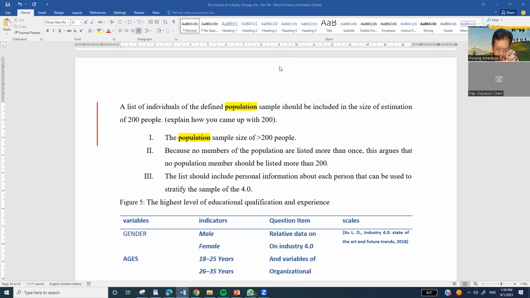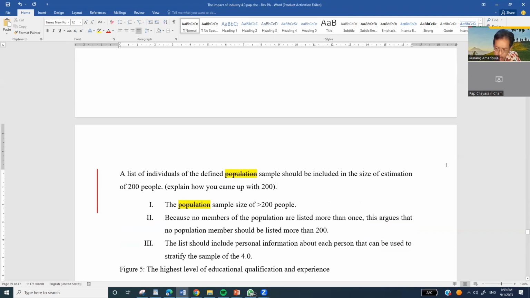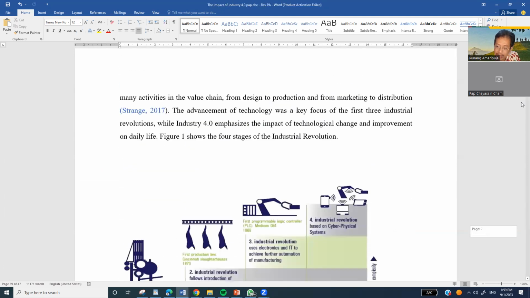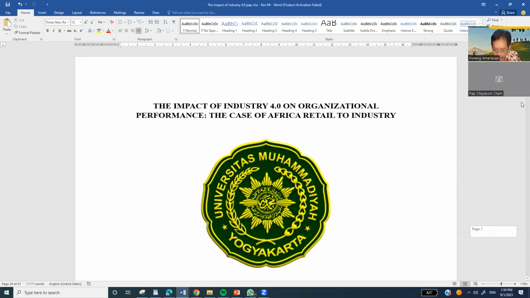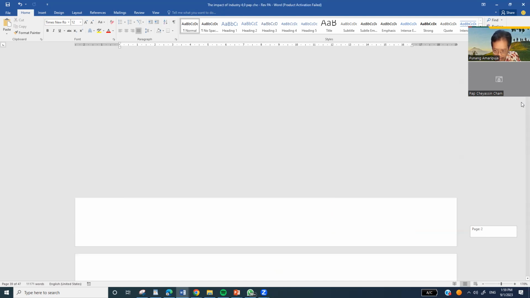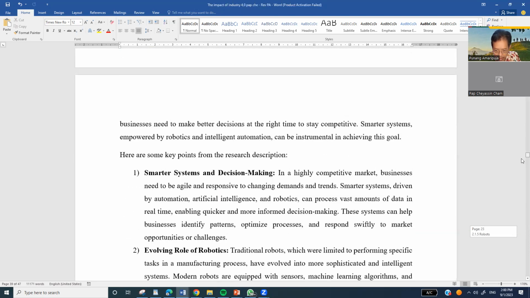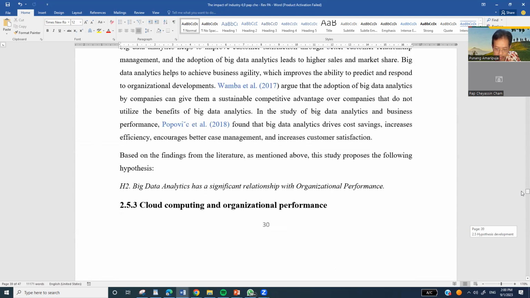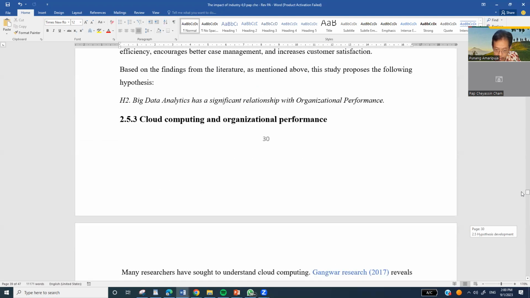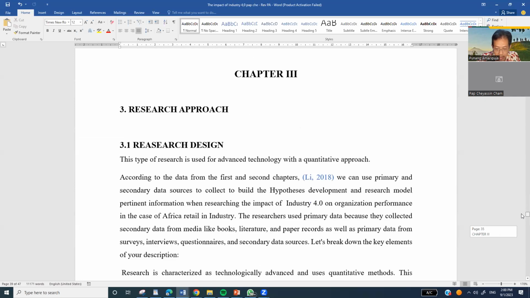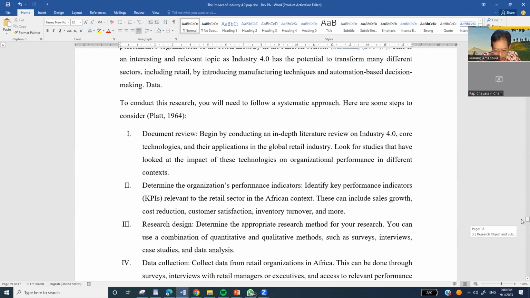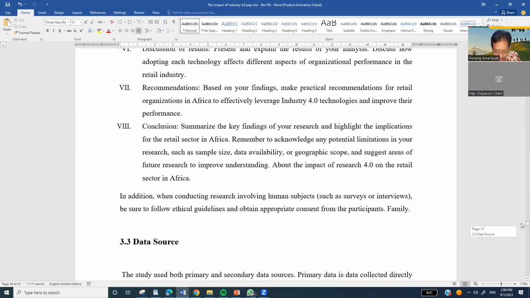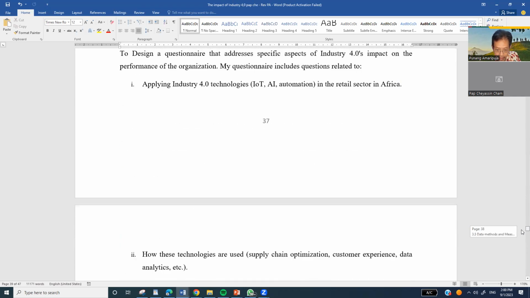Okay. So the problem is your dependent variable is, let's see what it is, organizational performance. Yeah. So then each of those people has to be part of an organization that uses Industry 4.0 technologies. Now, I don't think that you're planning to do that because maybe not many companies have that yet.